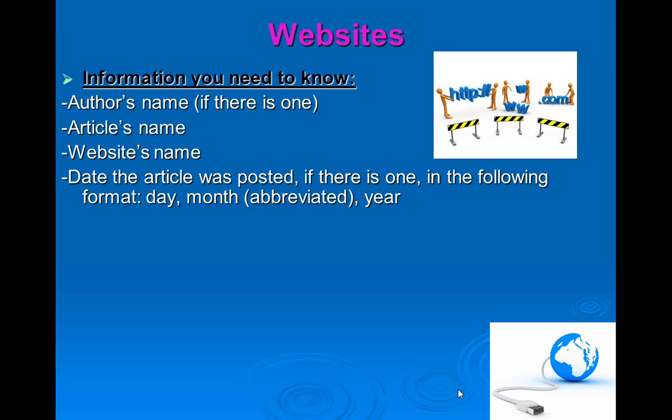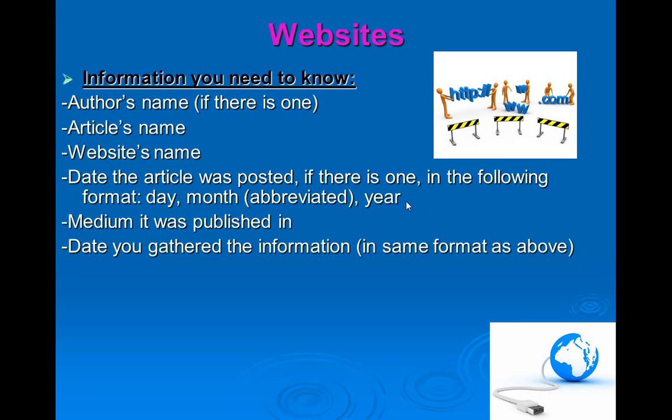The date the article was posted, if there is one. And this is one where, just like with the author, there might not be any information on when it was posted. If it's not there at all, just leave it blank. Same thing for up here with the author of the article. If it's not there, you can just leave it blank. The medium it was published in, which if you found it by going through a computer, is always going to be web. And then finally, the date that you gather the information.